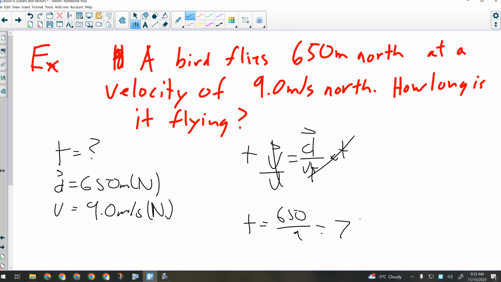Now, what happened to the direction? Did it change? Well, it didn't change, but also this was in meters north, and this was in meters per second north. Did I have a north on the top and the bottom? Then it goes away. It cancels, in the same way that the units cancel. I have meters on the top divided by meters per second. The meters cancel, and I'm left with seconds. So if you're ever in doubt as to what your units should be, you can always do a unit analysis.